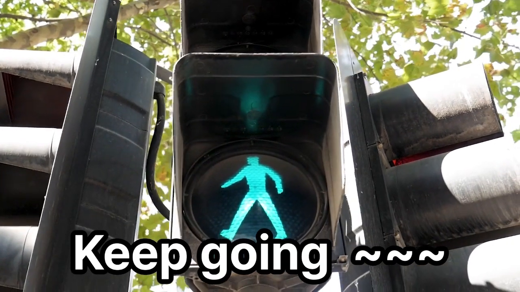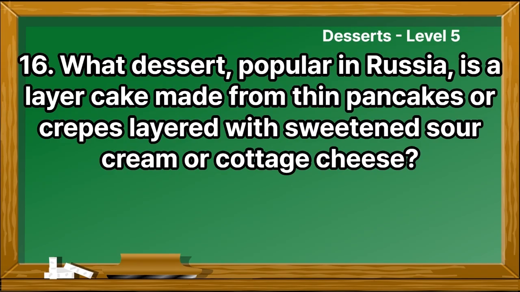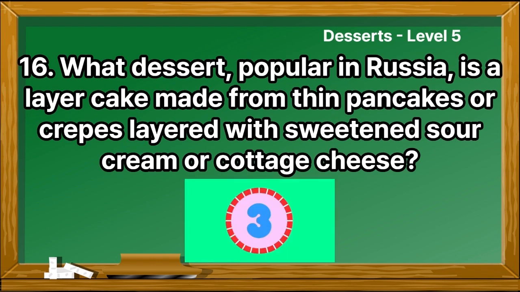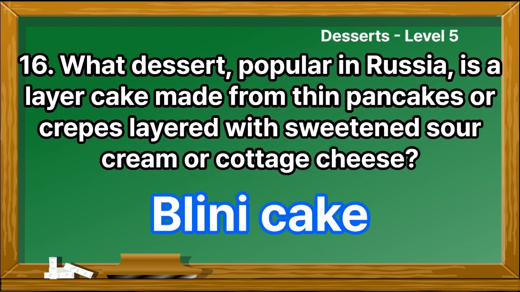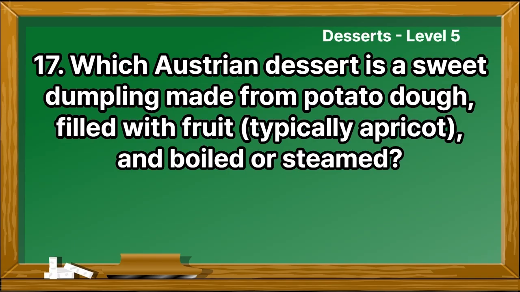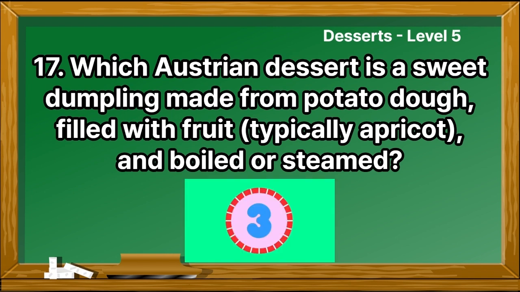Keep going. What dessert, popular in Russia, is a layer cake made from thin pancakes or crepes layered with sweetened sour cream or cottage cheese? Blini cake. Which Austrian dessert is a sweet dumpling made from potato dough, filled with fruit typically apricot, and boiled or steamed? Maryland noodle.